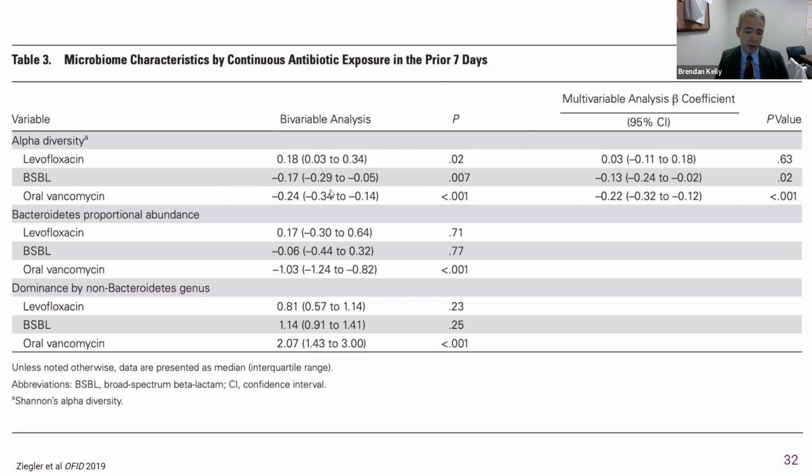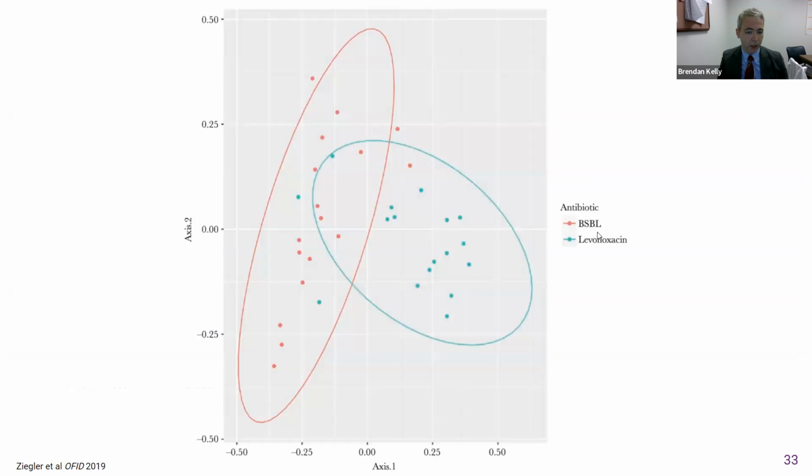Oral vancomycin had the largest effect. Oral vancomycin also substantially reduced the gut Bacteroides, as would be expected, proportion, and significantly increased the dominance in the gastrointestinal tract of a non-Bacteroides genus. And these effects mostly held up to multivariable analysis as well.